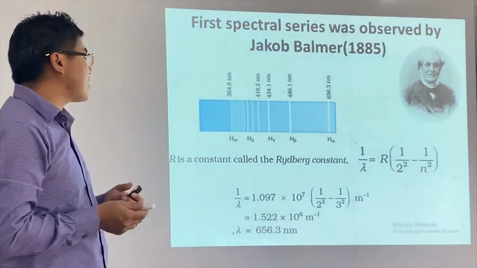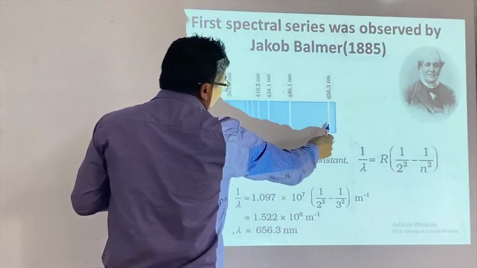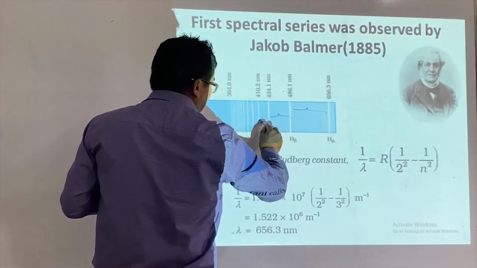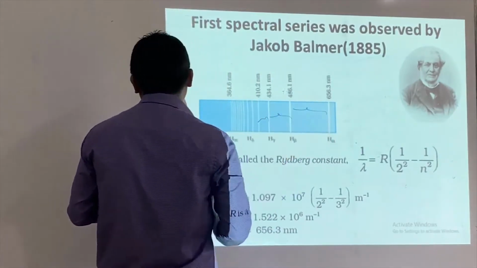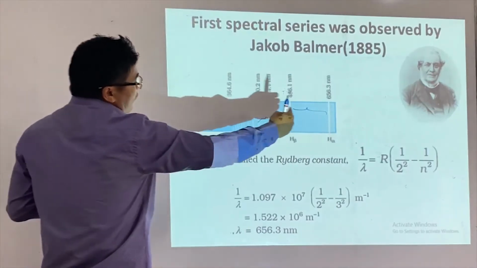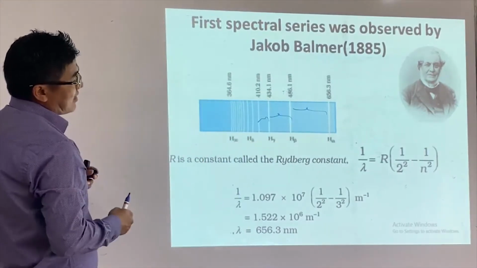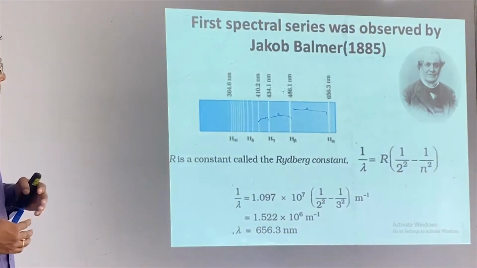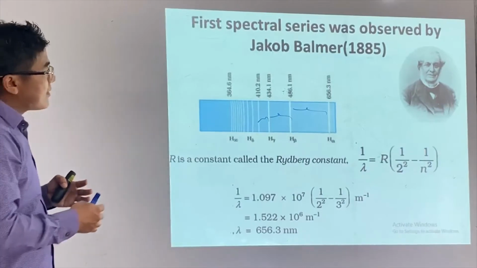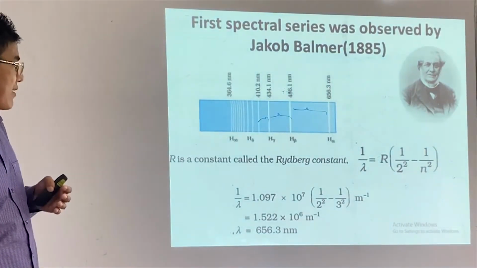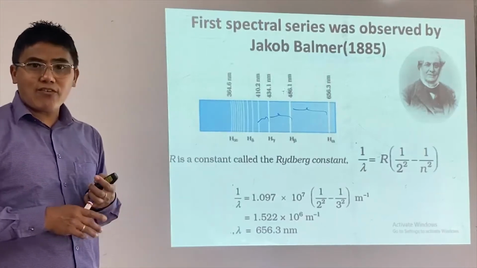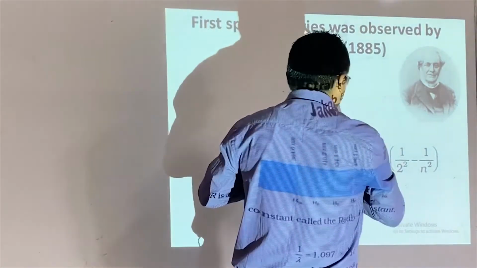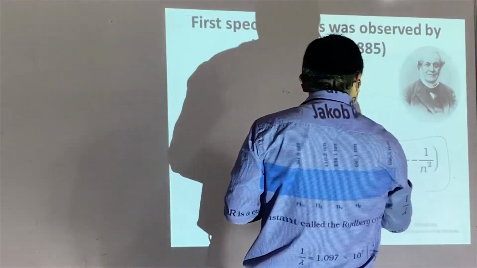Look at here, as the wavelength decreases, this distance starts decreasing. The distance between those two spectral lines decreases as the wavelength decreases. So he tried to figure out what is the relation between the wavelength and those spectral lines, and he was able to derive one formula empirically, right? This is the formula that he derived.